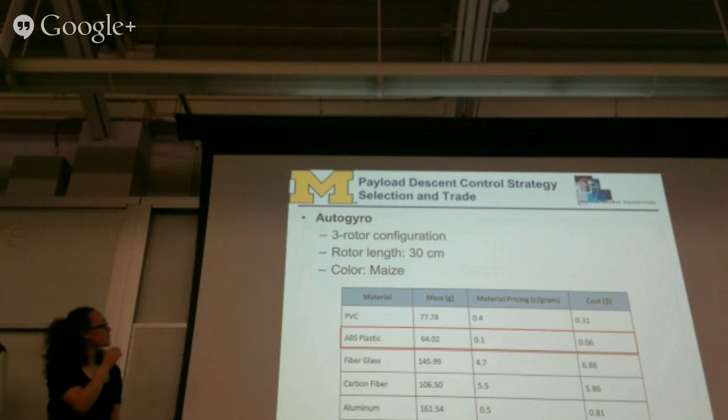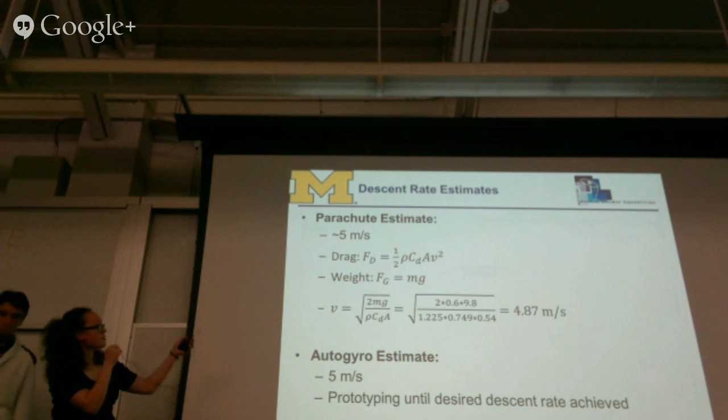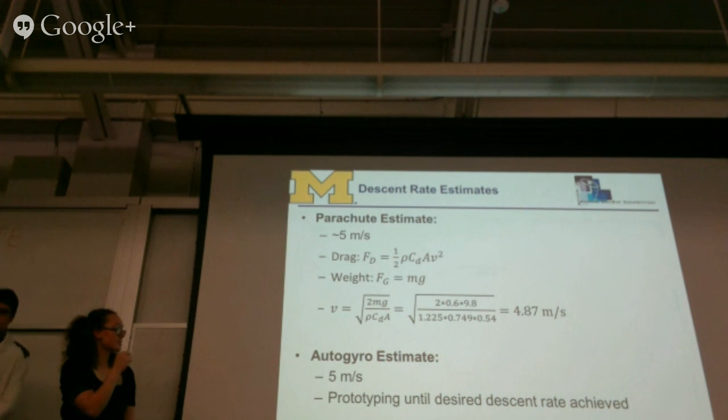For the autogyro, the materials that we used, we chose plastic since it would be easy to work with, lightweight, and the rotor length is going to be about 30 centimeters. This is just some of the math we did to calculate the approximate area of the parachute, and in our calculations, it was estimated that the descent rate would be about 5 meters per second, and the same for the autogyro. And for the autogyro, we're just going to keep prototyping until we reach the desired descent rate.